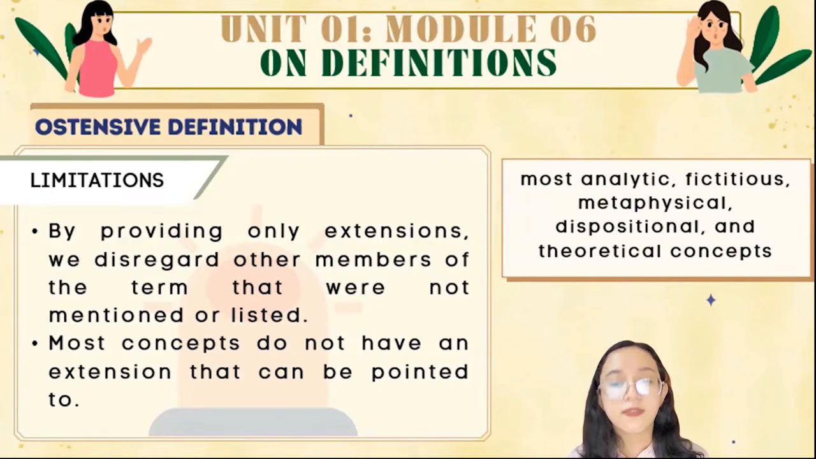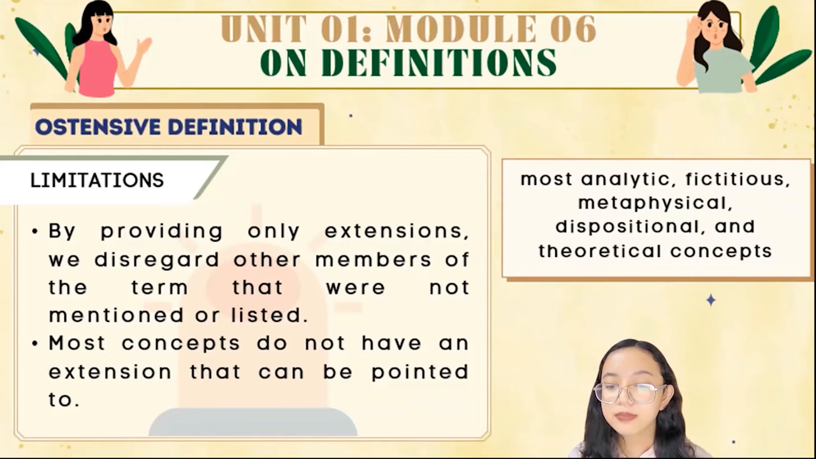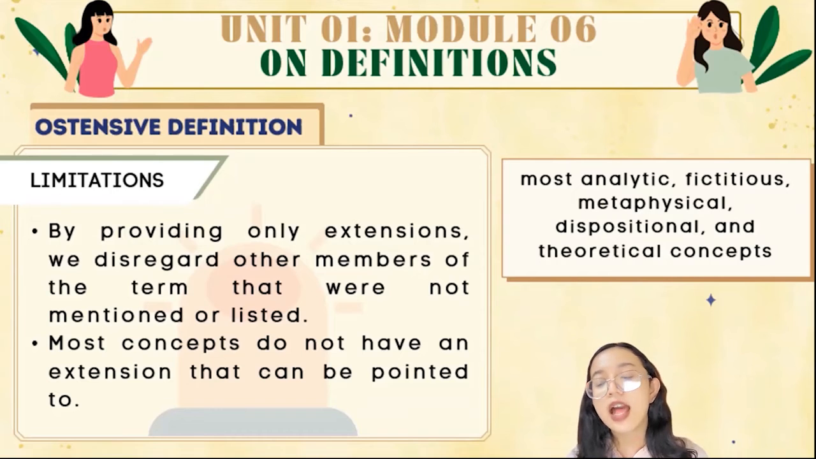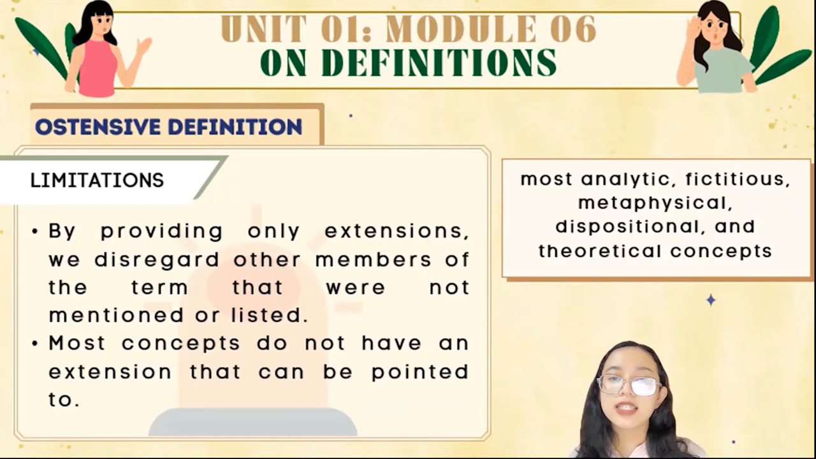And like the previous definition, not all terms, especially those that are classified under analytic, fictitious, metaphysical, dispositional, and theoretical concepts, have extensions that we can easily identify. Examples are the terms atoms and magnetic. And as I have said, this is incomplete because we are only providing the term's extension, because we need the term's complete intension and extension to consider it a proper definition.